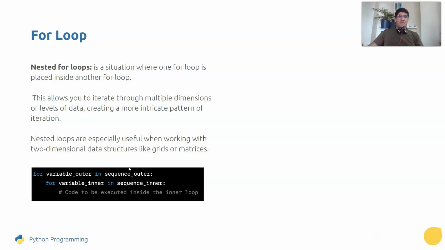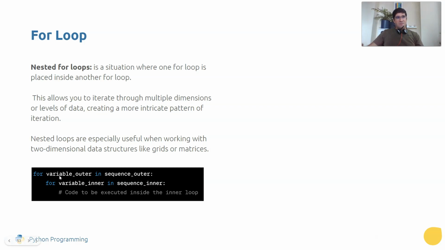The overall syntax looks like this: for variable. So we have 2, or sometimes 3, 4 or more loops, but let's consider just 2 nested loops. The first loop, we call that one the outer loop, and there is an inner loop inside the outer loop.